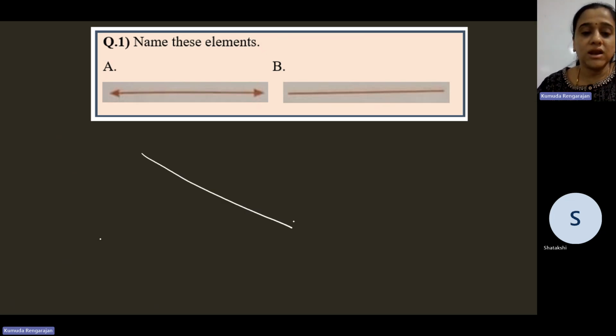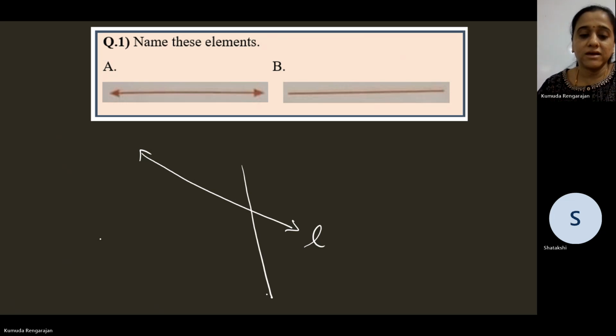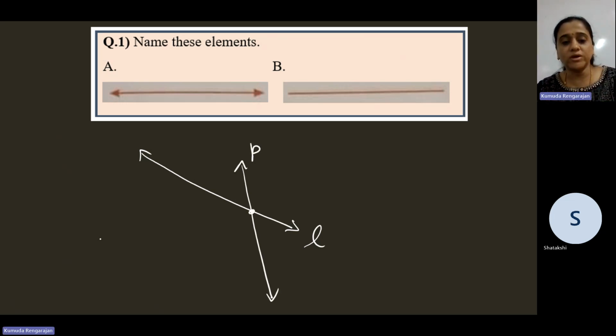So line L, line P, they intersect at this point O. When two lines intersect, vertically opposite angles are formed. Now in this figure, four angles are formed around O. Angle 1, angle 2, angle 3, angle 4. Four angles are formed around this point O.